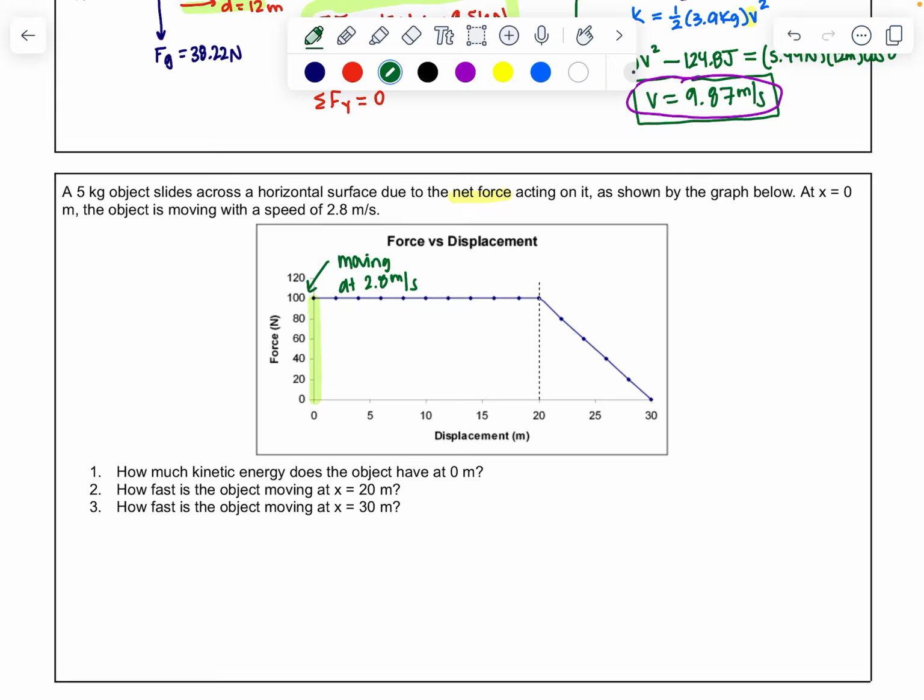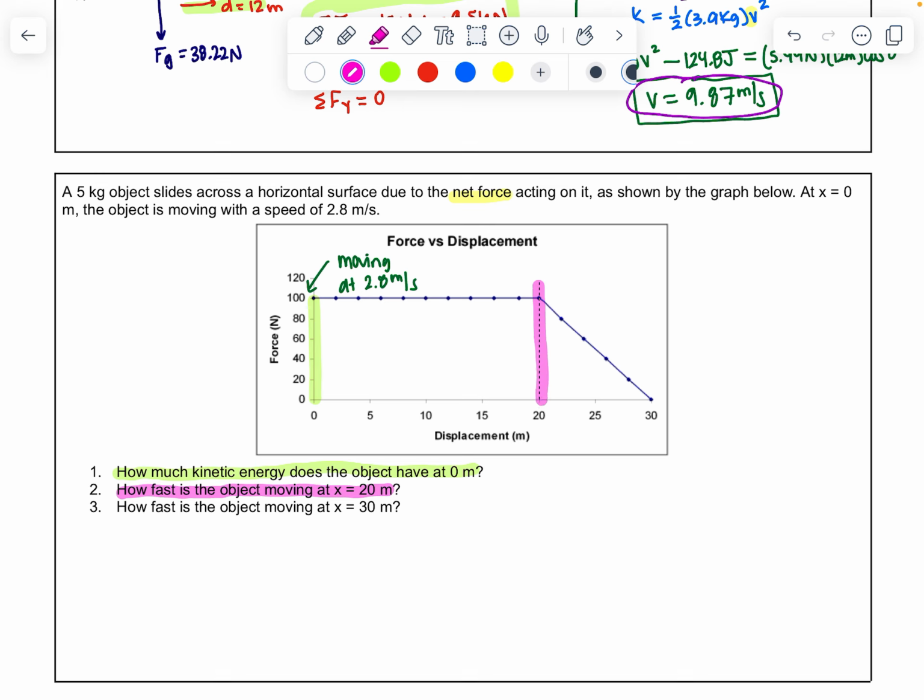So we've got a graph. We'll come back to the graph in a second. Let's just look at the questions that we have at the bottom though. Question 1 is how much kinetic energy does that object have at 0 meters? So at the point where it's traveling at 2.8 meters per second, can we calculate how much kinetic energy it has? The second question, how fast is the object moving at x equals 20 meters?